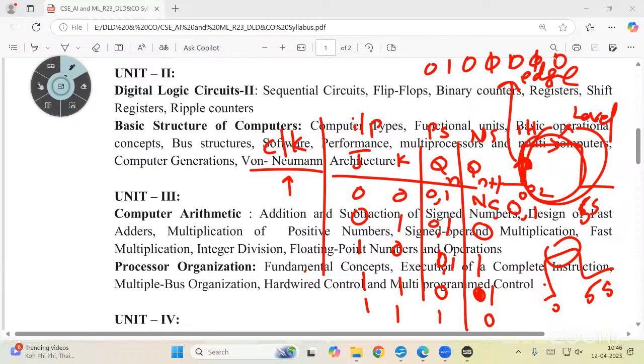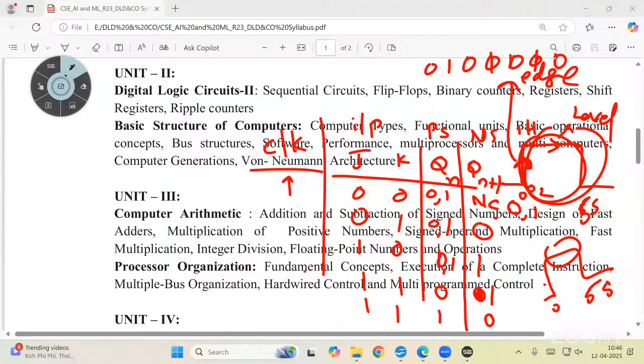Now, all these flip-flops are 1-bit storage devices. Using these flip-flops, we are designing the registers. If you are using 4 flip-flops, then that is called a 4-bit register. If you are using 8 flip-flops, then that is called an 8-bit register. The register size is 8 bits.